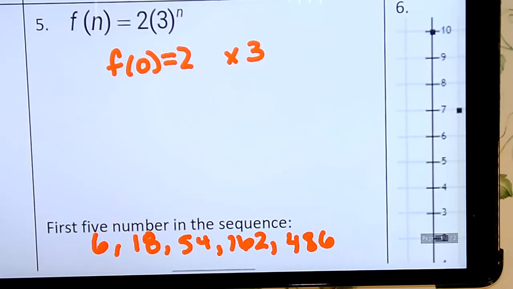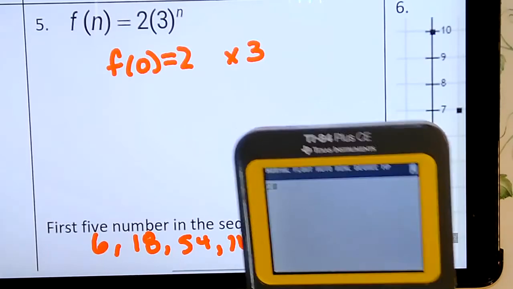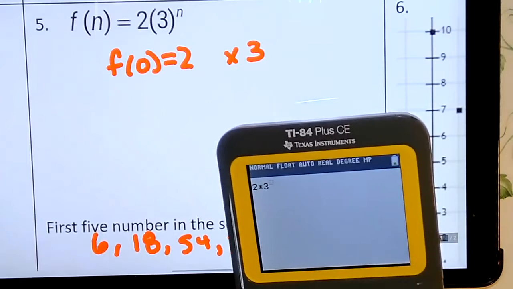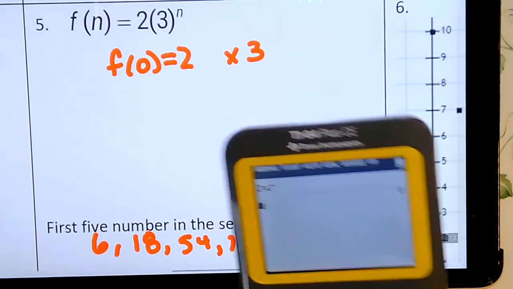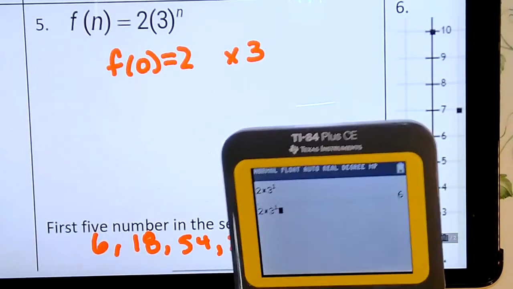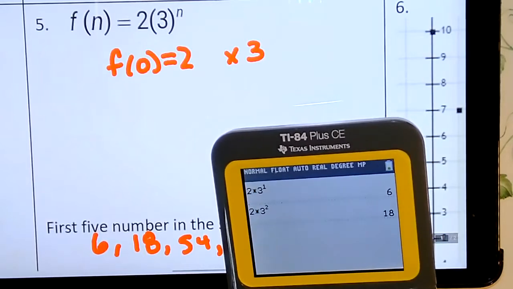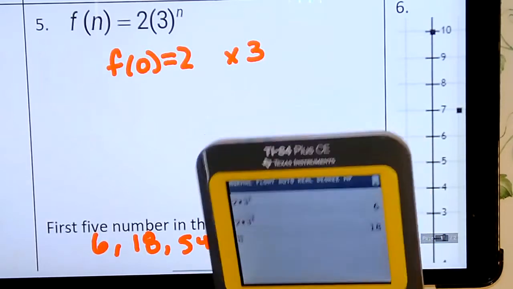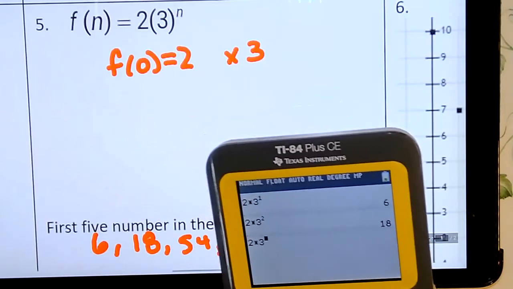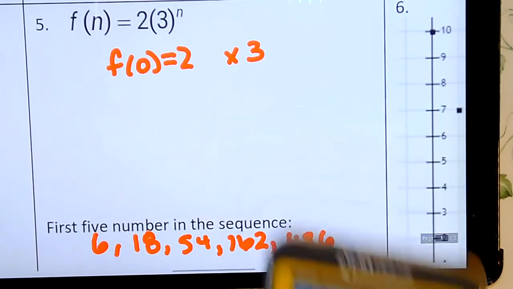Now, if you want, you can go 2 times 3 raised to the power 1, and you'll see I get that 6. And if I wanted the second term, I can put a 2 in here, and you see I get my 18, and so on. So you can also do it that way.